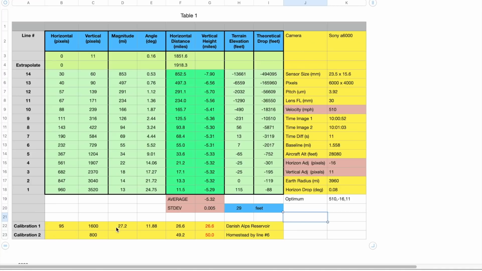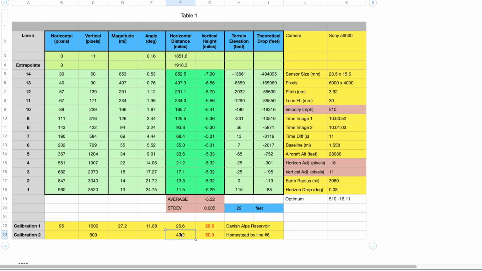Now we need to calibrate. I wanted to rotate the image correctly, so I picked this calibration point based on the Danish Alps reservoir, and we'll look at that in a second. It has a width of about 17 something, whatever that number was there. And here's the equation, the same as the ones above. And I get a distance of 26.6. So that's how I determined how far away the aircraft was from that reservoir.